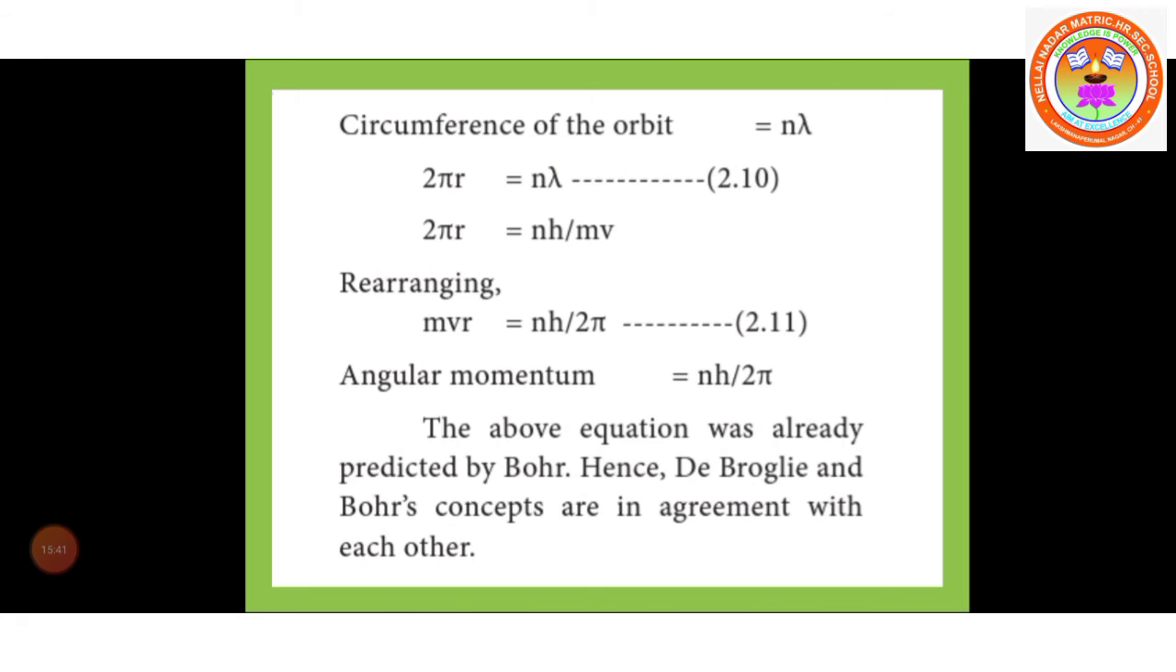So the above equation was already predicted by Bohr. This equation was already predicted by Bohr: mvr is equal to nh divided by 2 pi. Hence, the de Broglie and Bohr concepts are in agreement with each other.